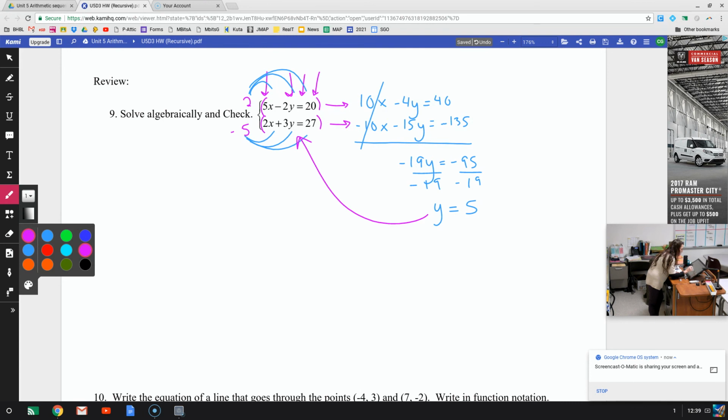So let's see, 2x plus 3 times 5 equals 27. 2x plus 15 equals 27. Subtract my 15 from both sides. I get 2x equals 12. Divide that by 2, and I get my x value is 6. So my answer, my ordered pair, is 6, 5.